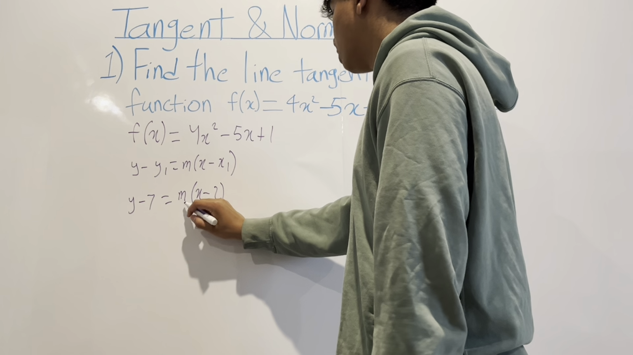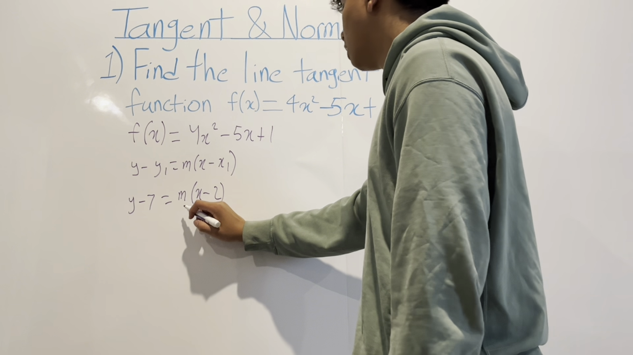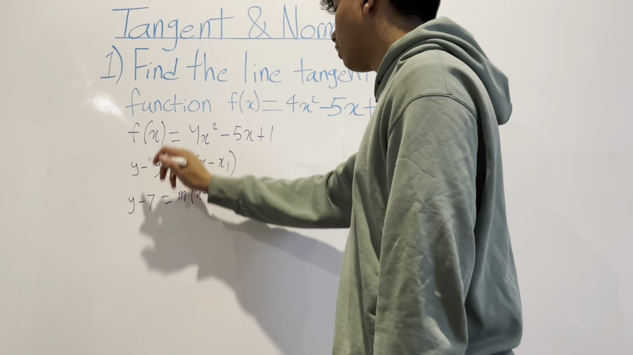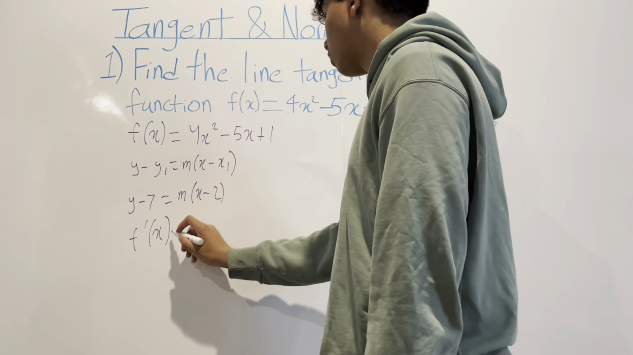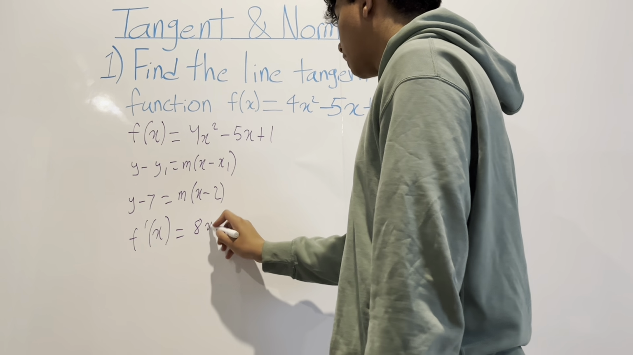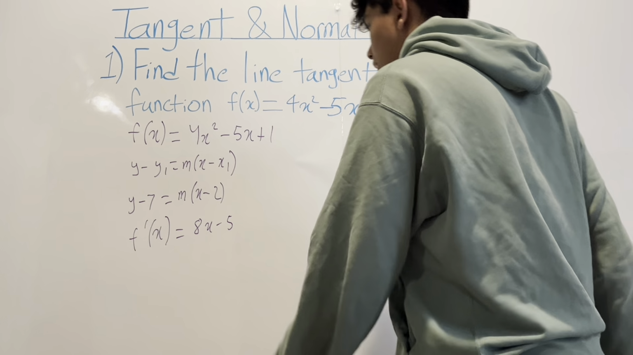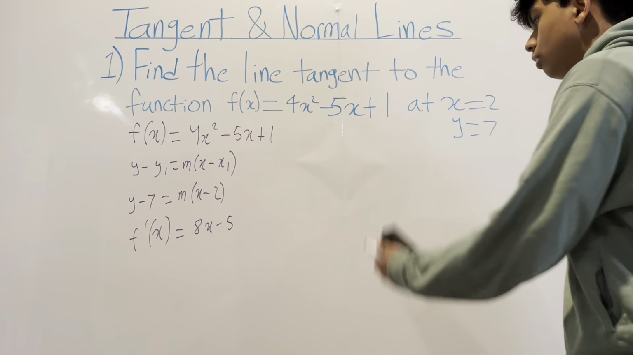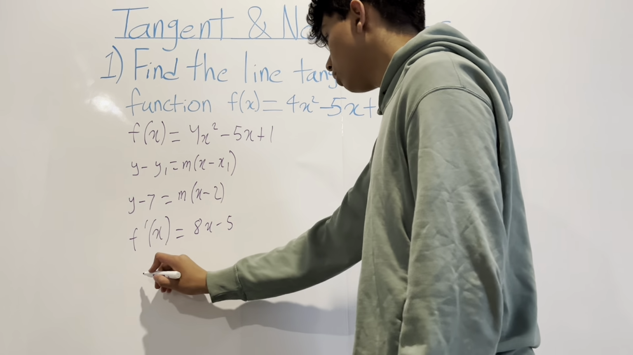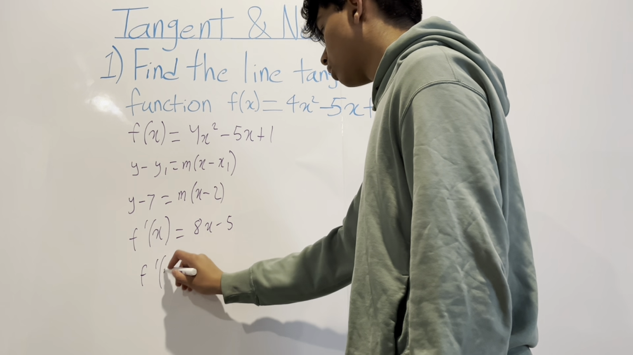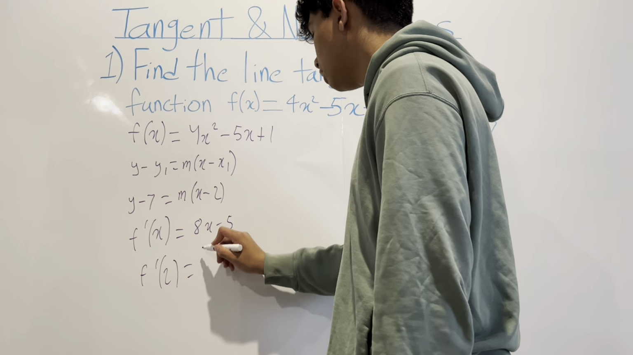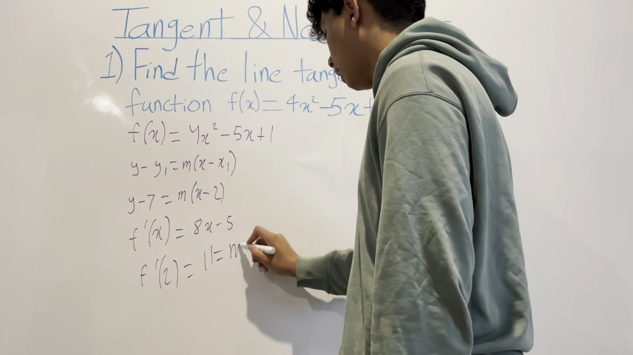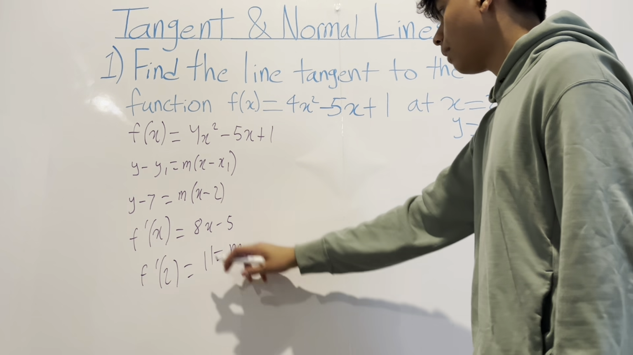And now all we have to do is find m, which is the slope. To do that, we need to find the first derivative of f of x. So f prime of x equals 8x minus 5. And we're given that x is 2. So f prime of 2 is 8 times 2, which is 16. 16 minus 5 is 11. So 11 equals m. So now we just plug in m into our equation.